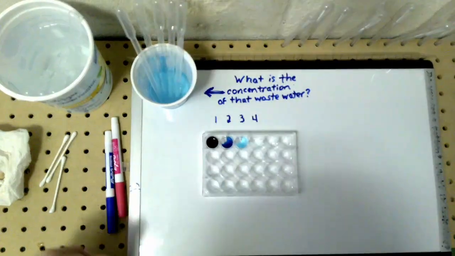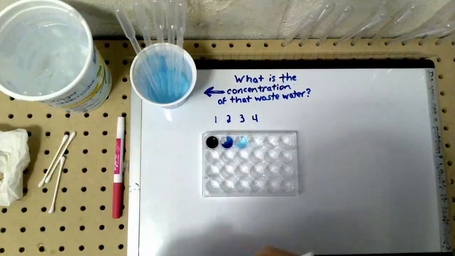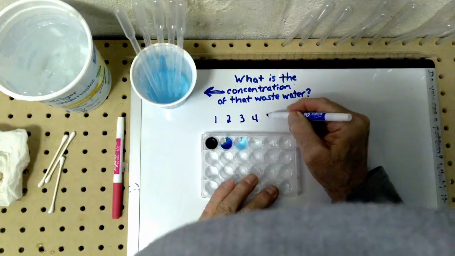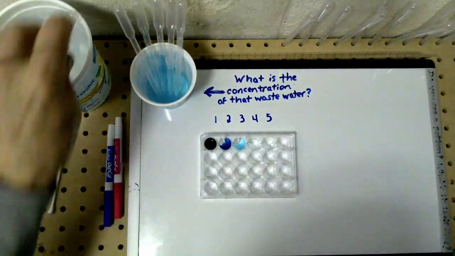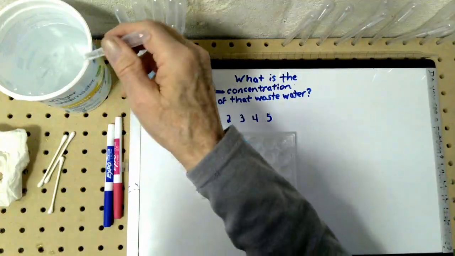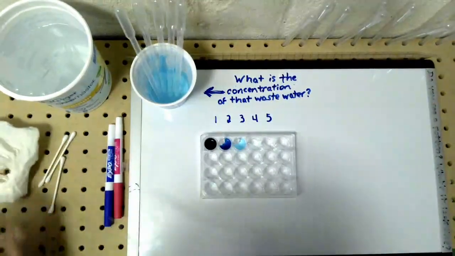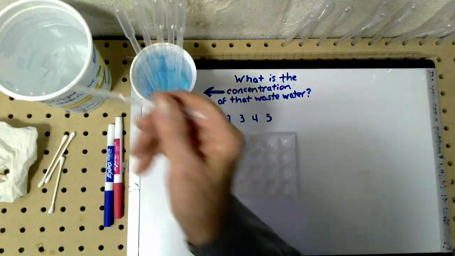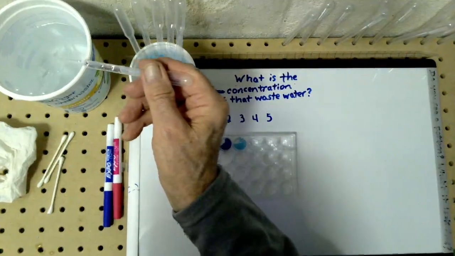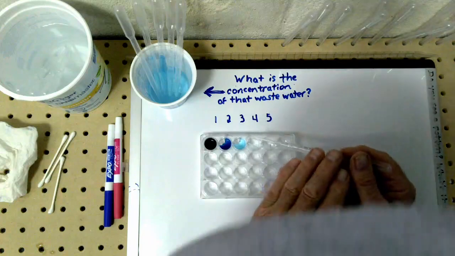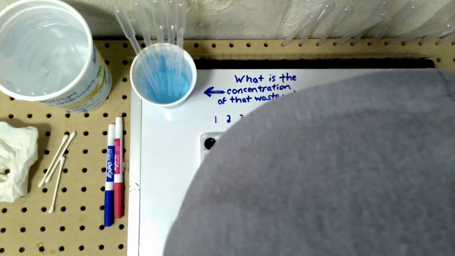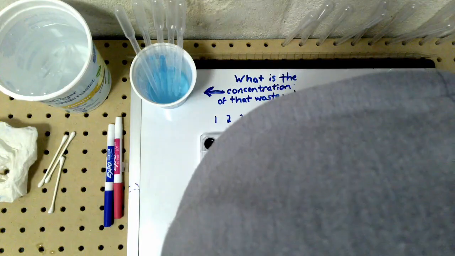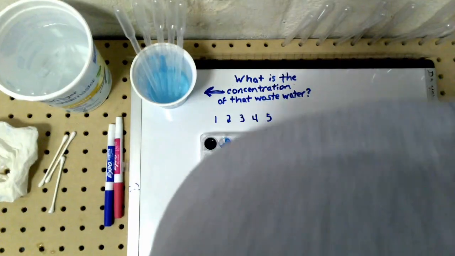Let's put a 5 there so we don't get confused. Don't forget. I've already put water in it, and here we go. And there's a little bubble in there. I don't like that. I'm going to go 9 drops now, right into this one. 1, 2, 3, 4, 5, 6, 7, 8, 9.